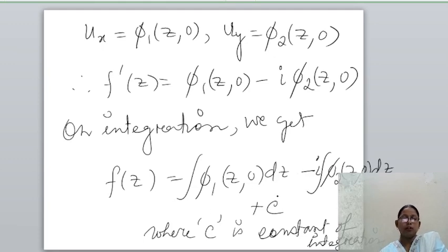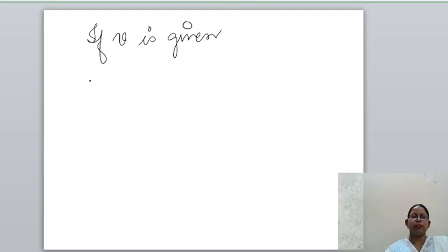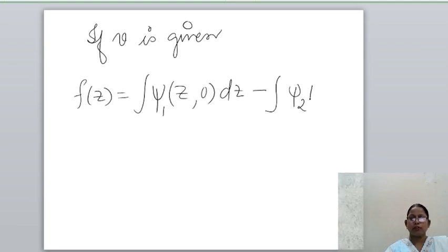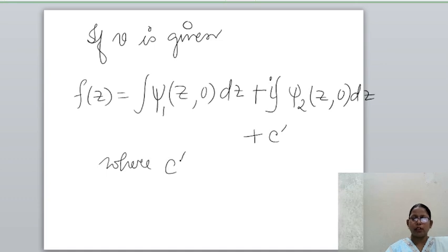This is the method. Next, if v is given, then f(z) is given by this formula: the integral of ψ1(z,0) dz plus i times the integral of ψ2(z,0) dz. If v is given, the formula has a plus here, and if u is given, the formula has a minus here, plus the constant of integration c, where c is the constant of integration.